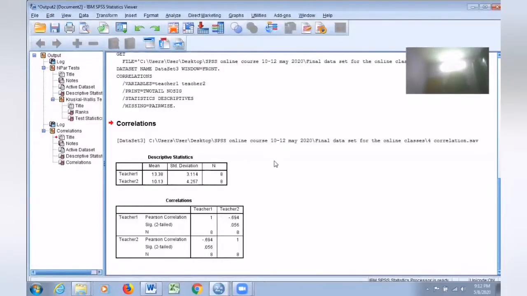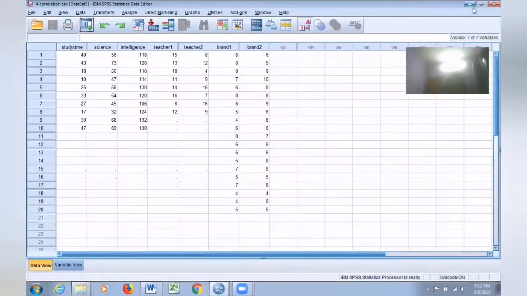So instead of Pearson correlation, we have conducted Spearman rank correlation because the data which we have is ordinal in nature. Fine. And there is another data set which I have for you now.